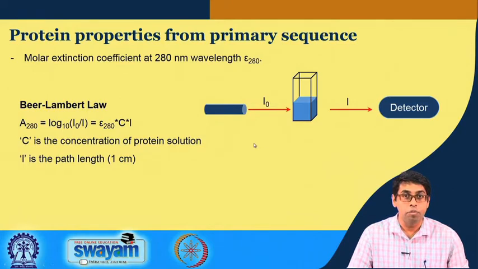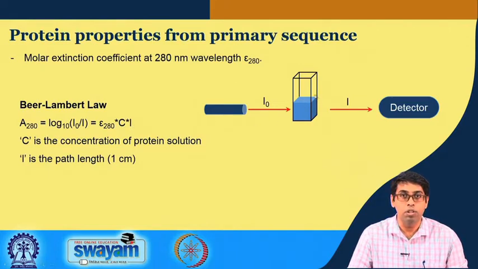The second information that we get from our sequence is the molar extinction coefficient, which is the epsilon value at a particular wavelength. In this case, we are going to use 280 nanometers. If you remember the Beer-Lambert law, the absorbance of a protein molecule can be determined from its molar extinction coefficient multiplied by the concentration of the protein multiplied by the path length.